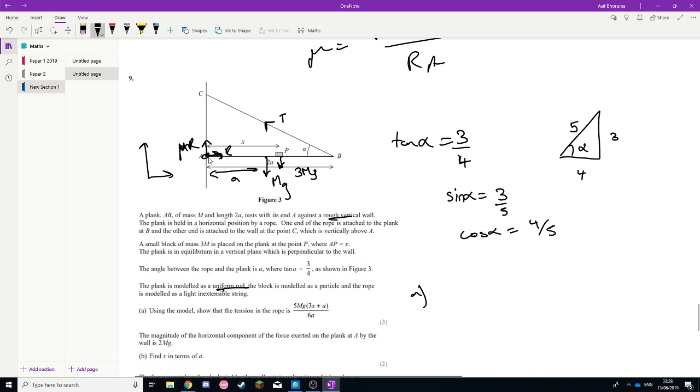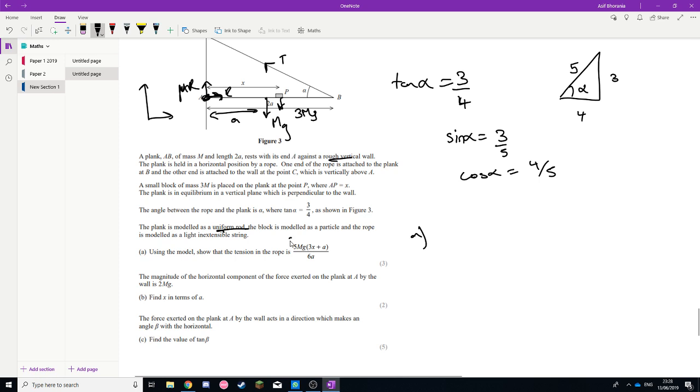Why is it better? Because when you do moments about A, you don't have any of these forces. You just have these three forces, which is what you need: mg, and the tension in terms of mg.